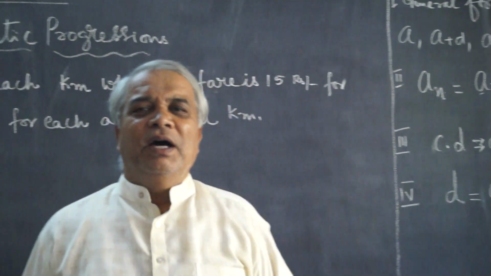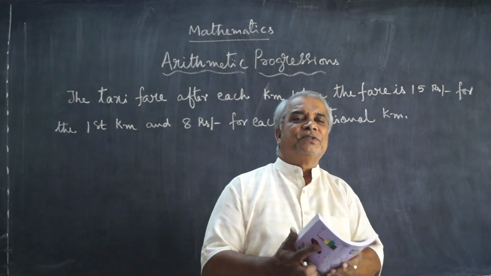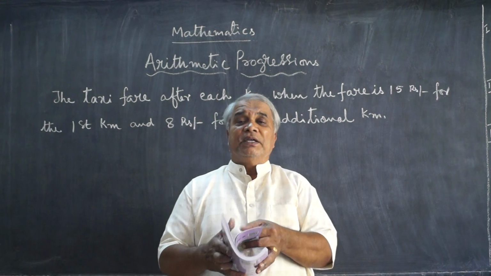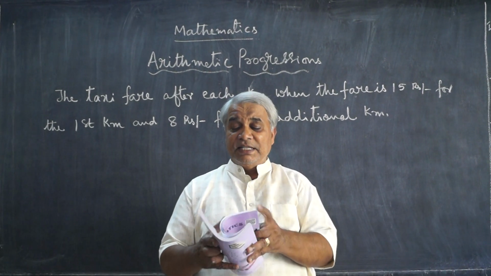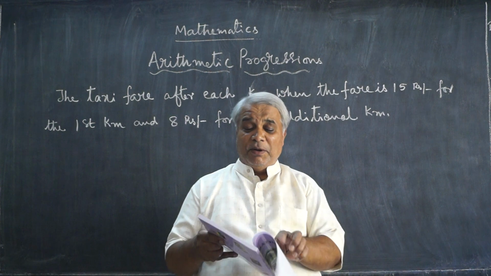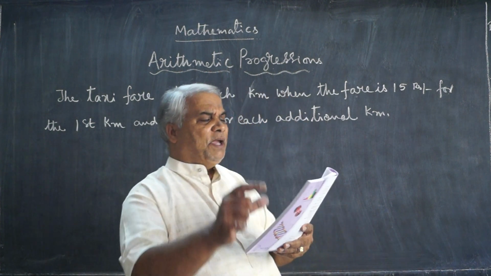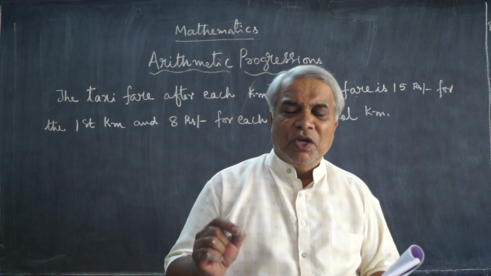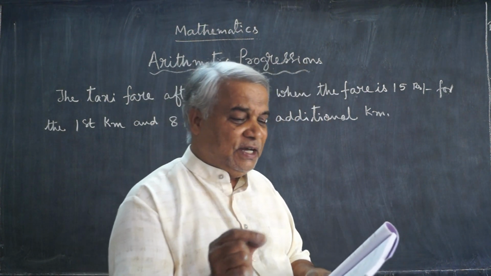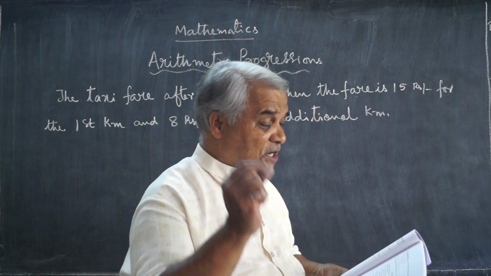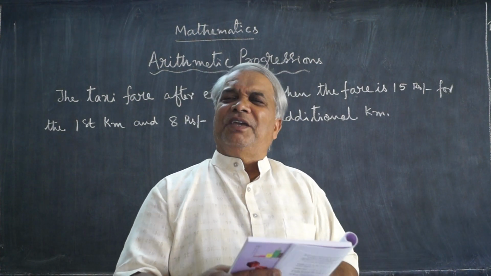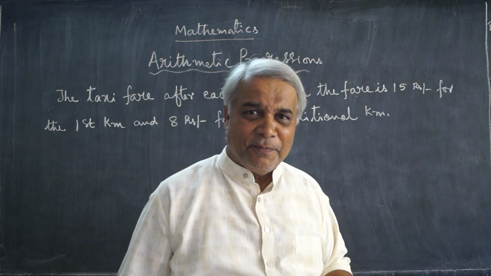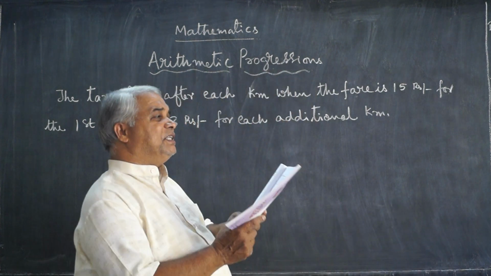Okay? Now let us take the first exercise, Exercise 1.1 in our textbook, on arithmetic progression. In this first exercise we have 4 problems. In these 4 problems, we should identify whether it is an arithmetic progression. If it is not an arithmetic progression, we just write that it is not an arithmetic progression. Okay? Now let us see the first problem. Let us read the problem, children.